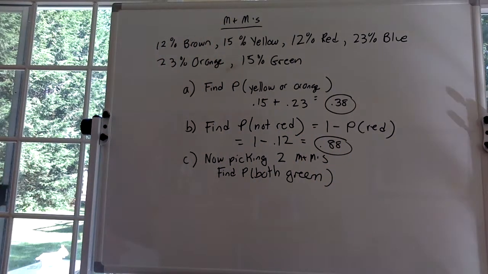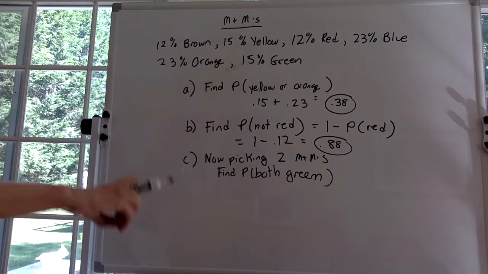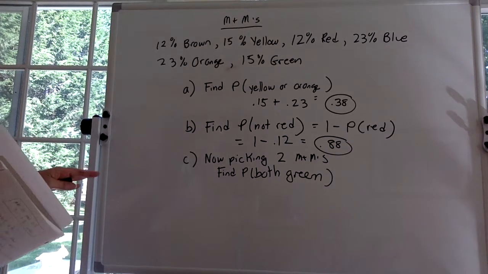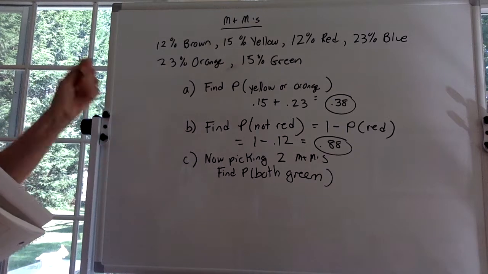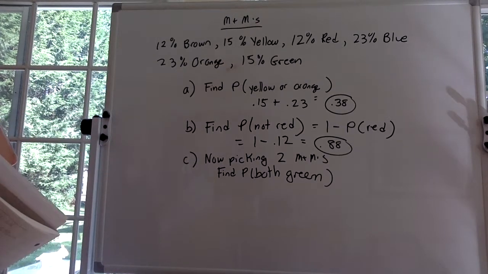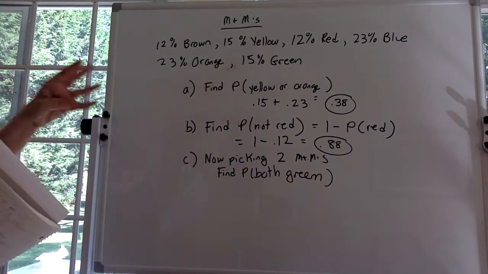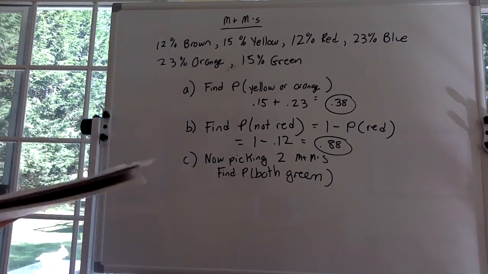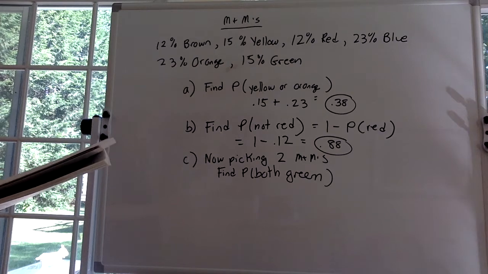How about part C? This is a little different. Now instead of just picking one, you're picking two. So you're going to go in, pick one out, go in, pick another one out. One thing that we're assuming is this is a really big bag of M&Ms. So after you pick the first one out, the probability of picking a green on the second pick isn't going to be affected much by the fact that you already picked one out on the first pick. So we're going to assume that it is a huge bag of M&Ms.